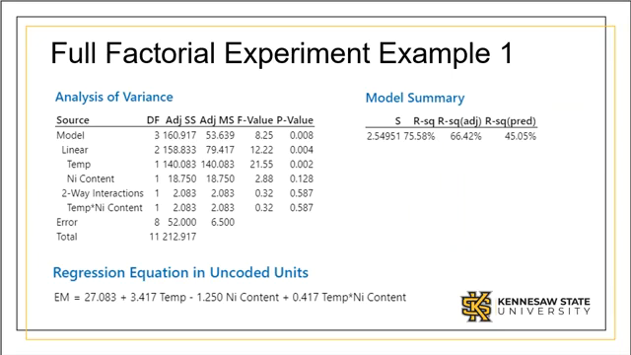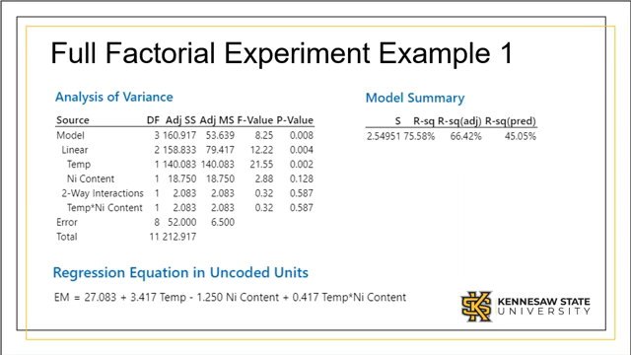The nickel content and the interaction between temperature and nickel content are not significant because of the sizes of the p-values. We also notice that the error sum of squares is larger than the sum of squares of these 2 factors. This suggests that there might be a factor influencing elastic modulus that we have not accounted for.